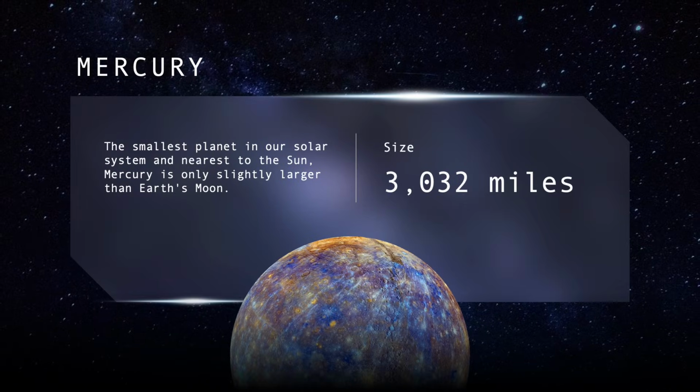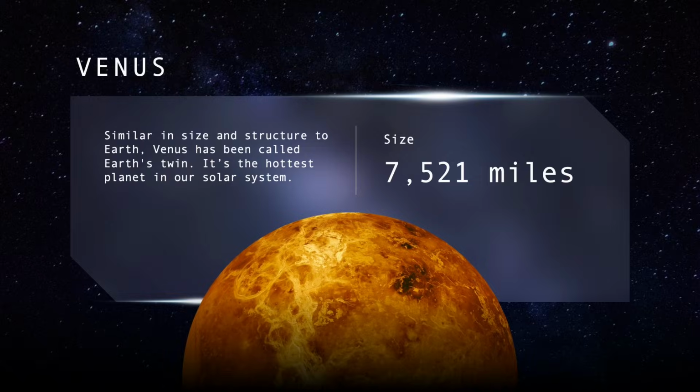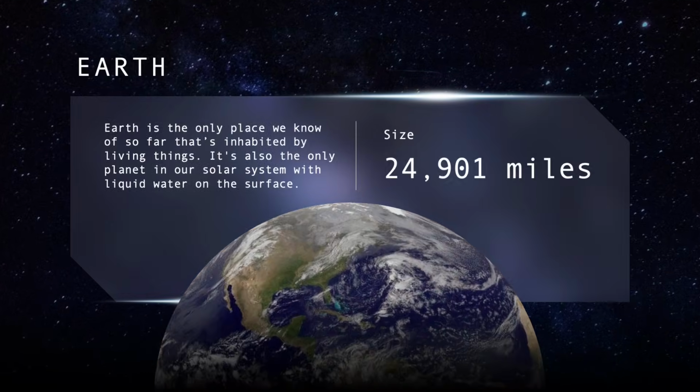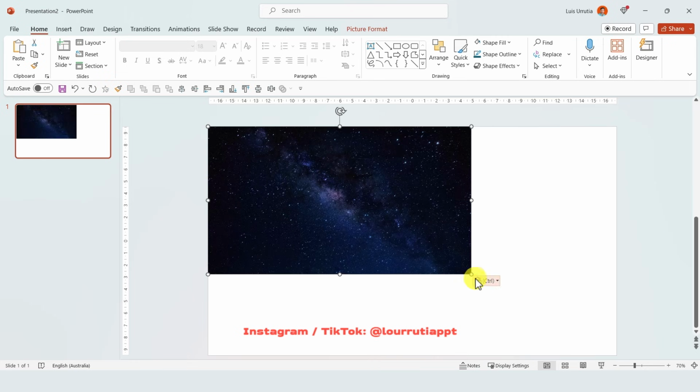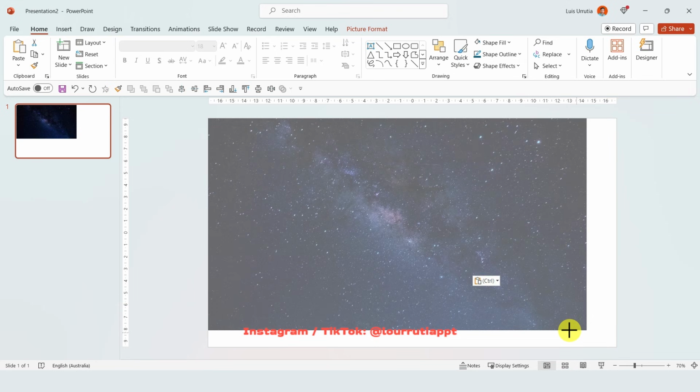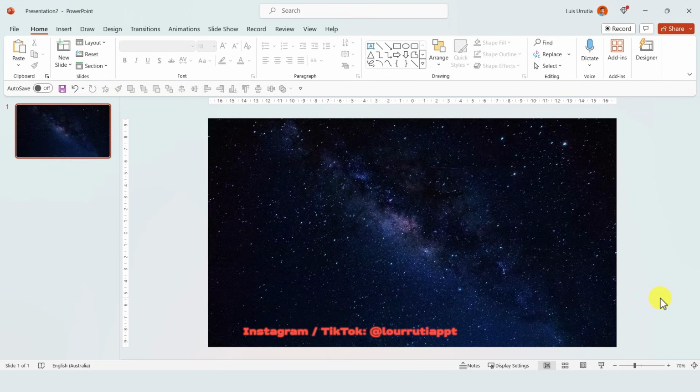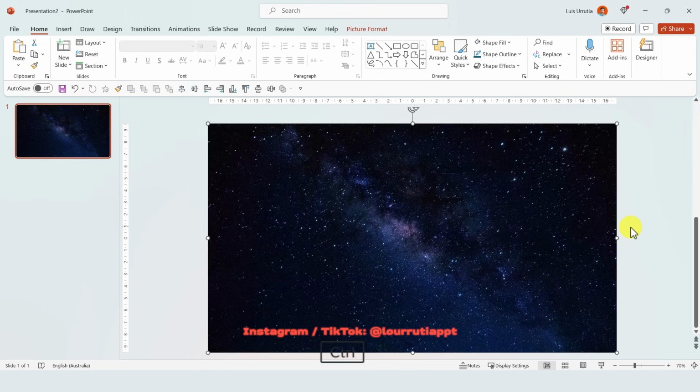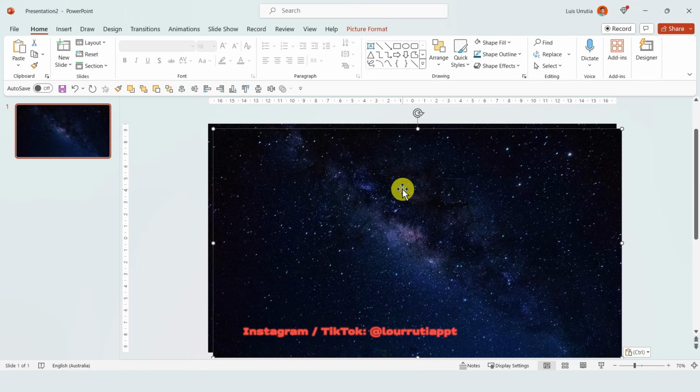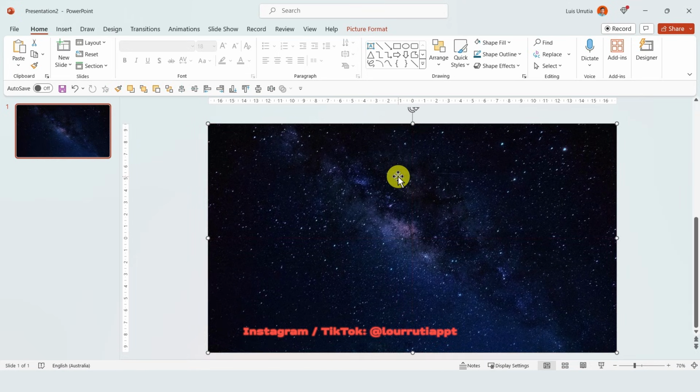In today's video, I'll teach you how to make this presentation using PowerPoint. So we'll start by inserting our background, which is just an image of a universe. And I'm just gonna stretch it so it takes the whole space of the slide. And then I'm just gonna duplicate it with Ctrl D and put it in the exact same position.